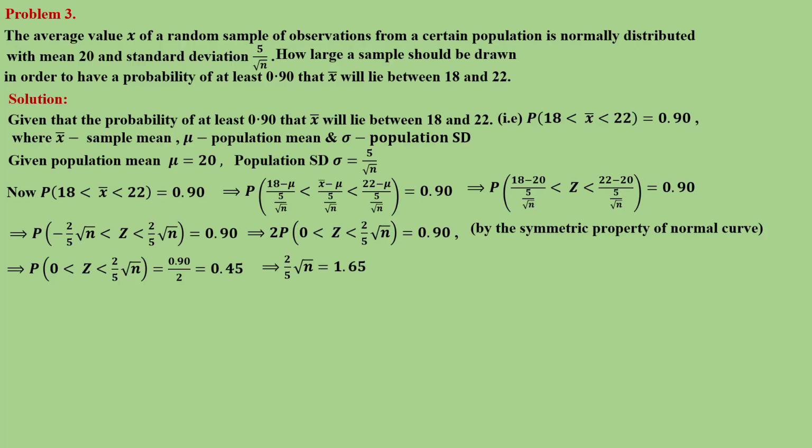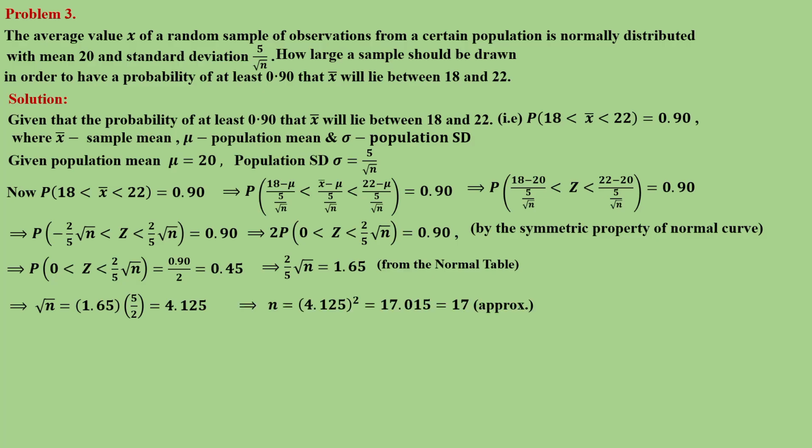From the table you can immediately take the value against 0.45, which is 1.65. So 2 root n by 5 equals 1.65. Therefore root n equals 1.65 times the reciprocal of 2 by 5, that is 5 by 2. So you will get 4.125. Therefore n, squaring both sides, is 4.125 squared, which is 17.015, approximately 17. So the size of the sample is 17.